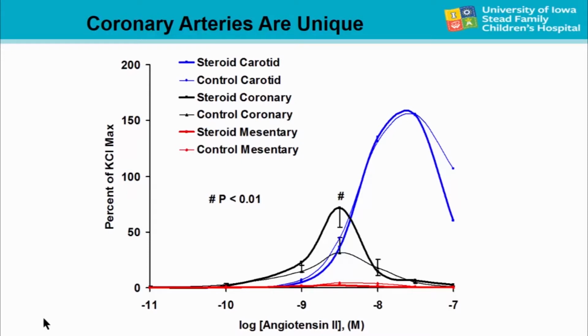So the mesenteric arteries respond very little to angiotensin II compared to their response to potassium chloride. The carotid arteries have a fairly strong response, but it's only at higher concentrations. And then the coronary arteries respond at fairly low concentrations and respond almost to the same level that they did to the potassium depolarization. And you can see here the dex-exposed coronary arteries were hypercontractile compared to the control coronary arteries.